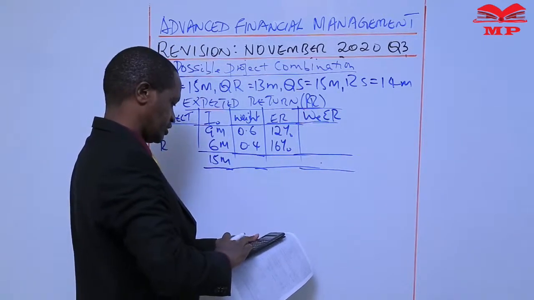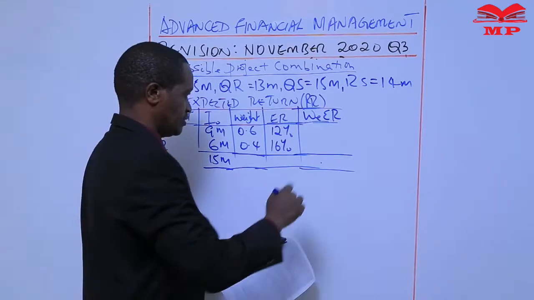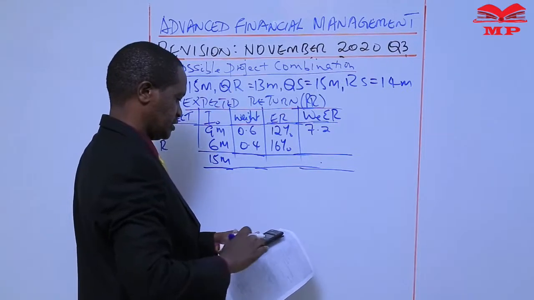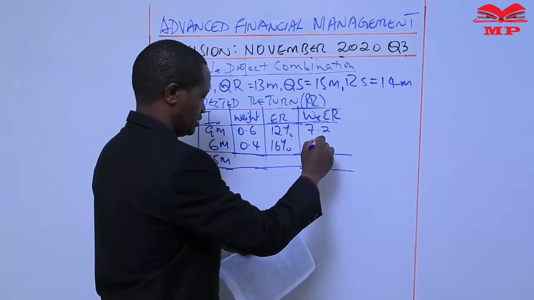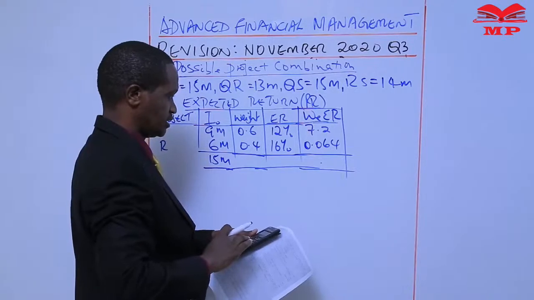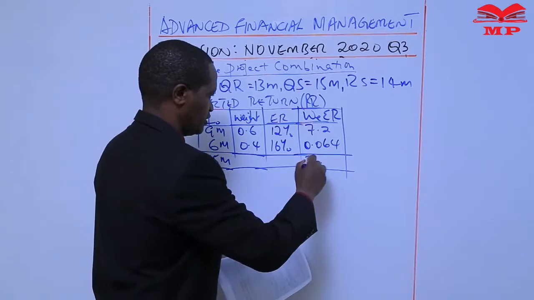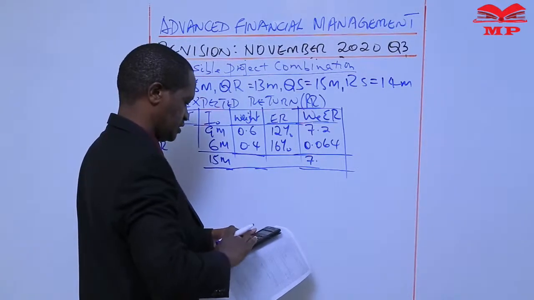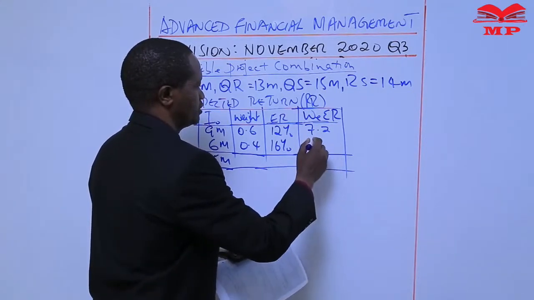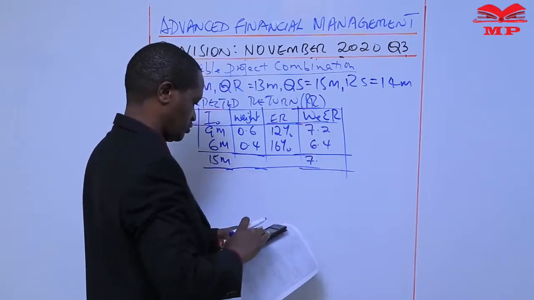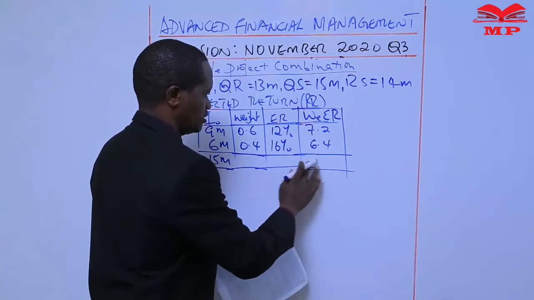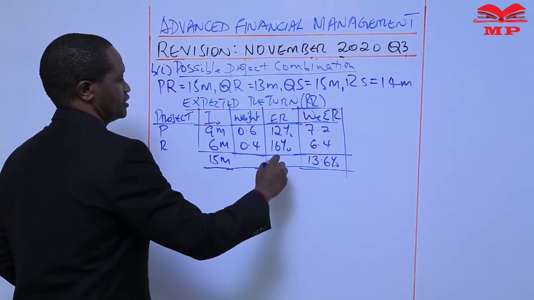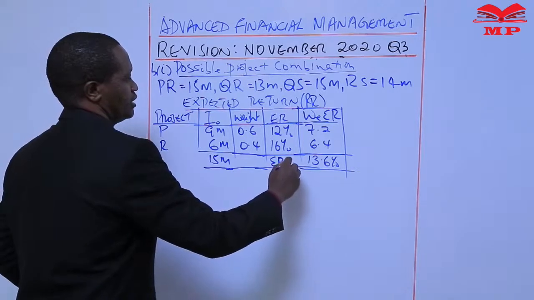So we have 0.6 times 12, which is 7.2%. Then 0.4 times 16 is 6.4. We add the two: 6.4 plus 7.2 gives 13.6%. That is the expected return for combination project PR.